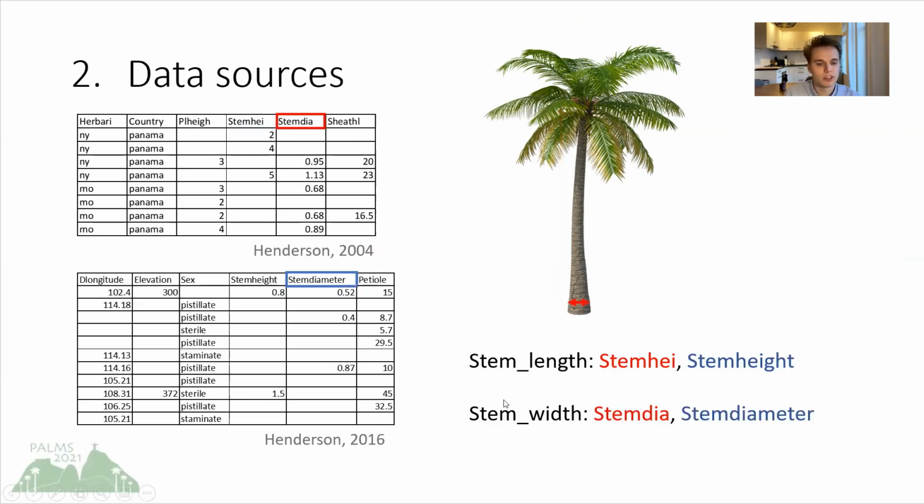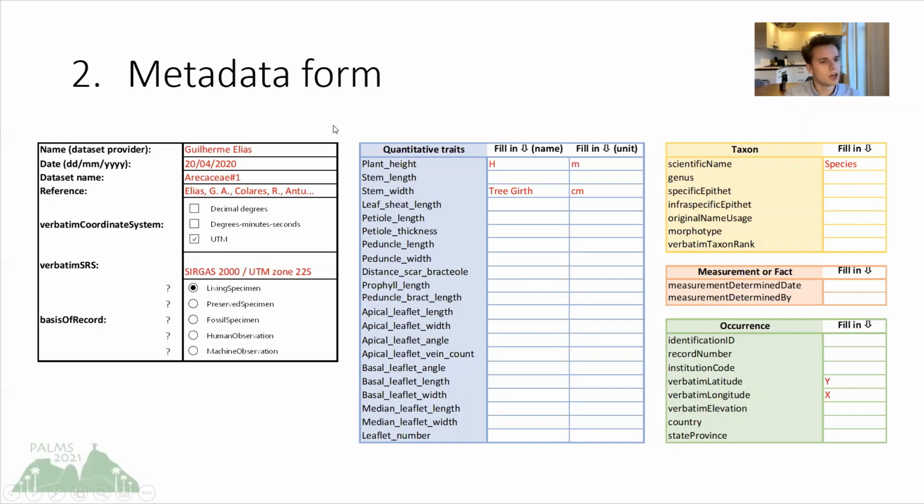Another example is the stem width, which are also both different column headers in these data sets. Now I will show you how the metadata form works. So first, the dataset provider will give some information about his name, the date, the dataset name, the reference, if there's a publication linked to this dataset, additional spatial information, and also the basis of record.